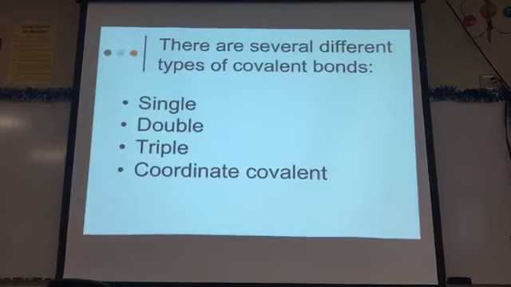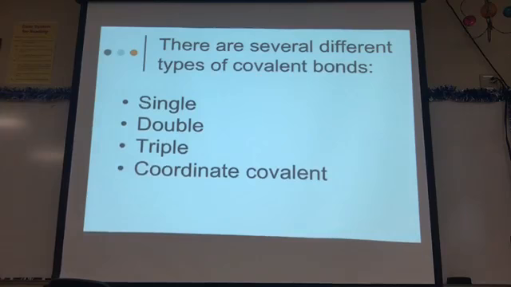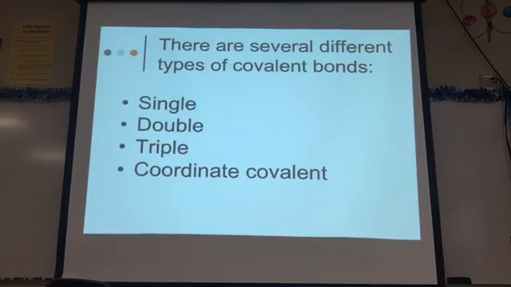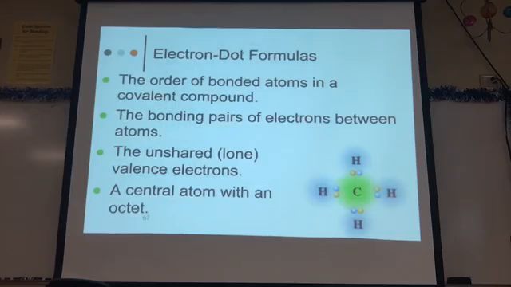Okay, so there are several different types of covalent bonds we're going to talk about. Do not worry about the fourth one on there. Do not write down coordinate covalent bonds. We're not going to do those. But we'll talk about single, double, and triple bonds. Single bonds are shown through a sharing of valence electrons. It's hard to show that, so what we use are our Lewis dot diagrams.